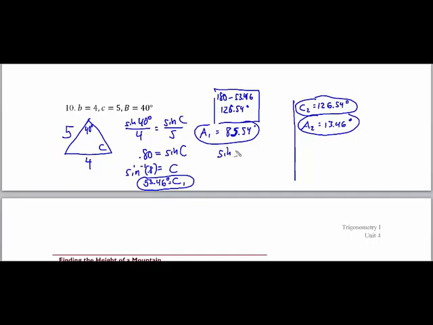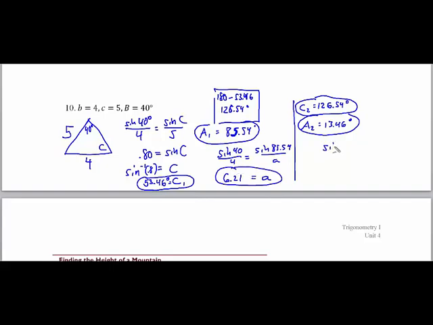And now I take my original problem and set that equal to the sine of 85.54 divided by A. If I do 4 times sine of 85.54 divided by sine of 40, my A is approximately 6.21. All right, and then here, circling the things I found.